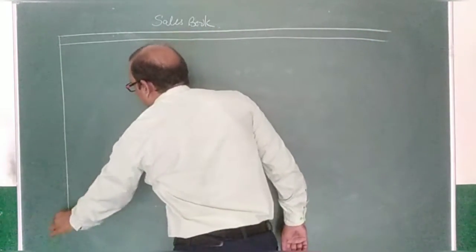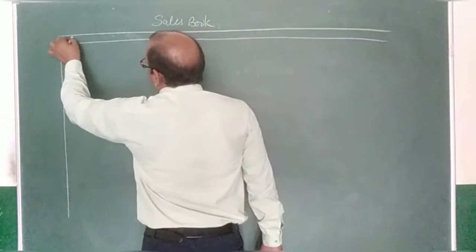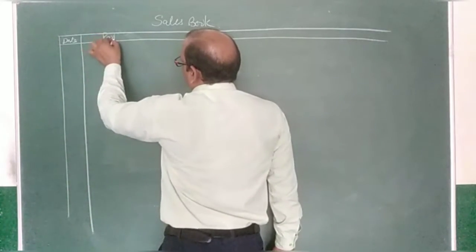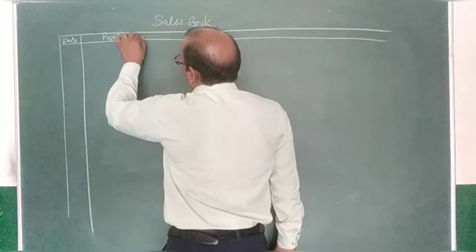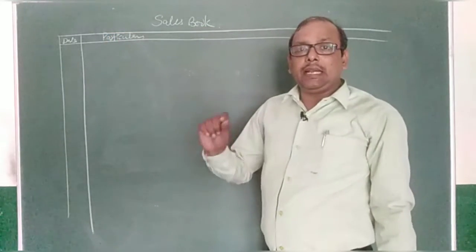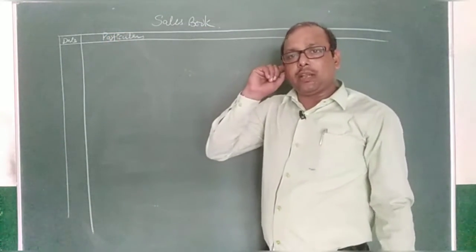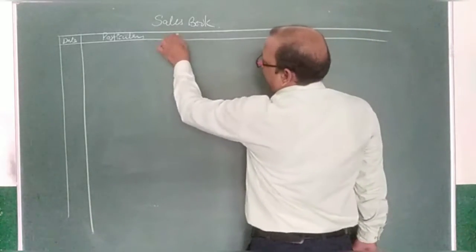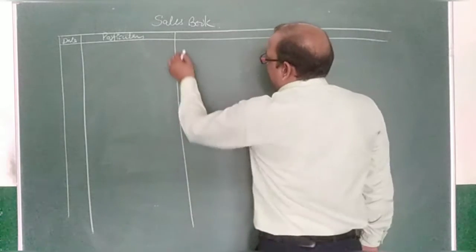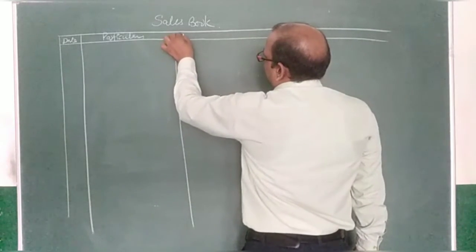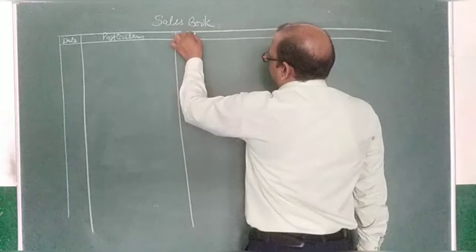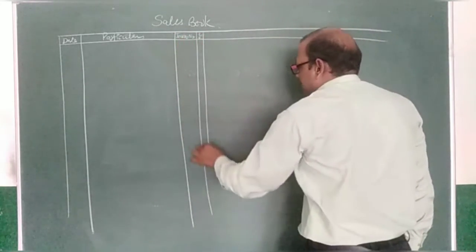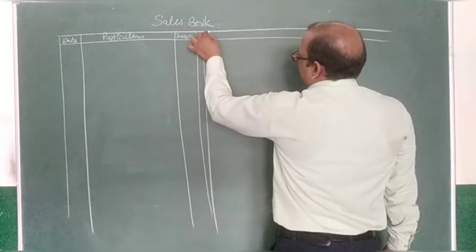As in the purchase book, there is a date as usual, and a particulars column. One thing: in place of particulars we can write the name of the customer also, and in the purchase book the name of the supplier, but it is better to write particulars. After that, invoice number. After that, LF. After that, details.